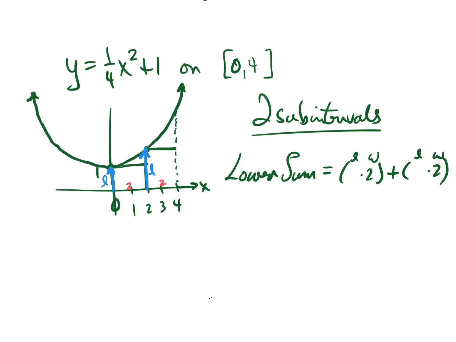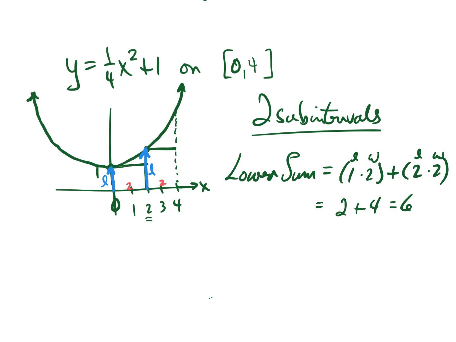So I'll put 0 into the original function. So 1/4 times 0 squared plus 1 is 1. So the length of that first rectangle is 1. What's the length of the second rectangle? Well, that belongs to x equals 2. So we put 2 into the original function. So 1/4 times 2 squared plus 1. 1/4 times 2 squared is 1, and 1 plus 1 is 2. So when we do the calculations, the area of the first rectangle is 2, the area of the second rectangle is 4, and when we add those together, we get an area of 6.